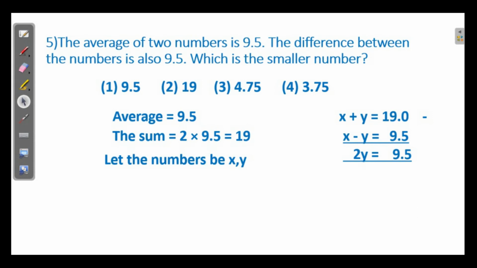And y is half of 9.5, which is equal to 4.75. So, answer is, the smaller number is 4.75.